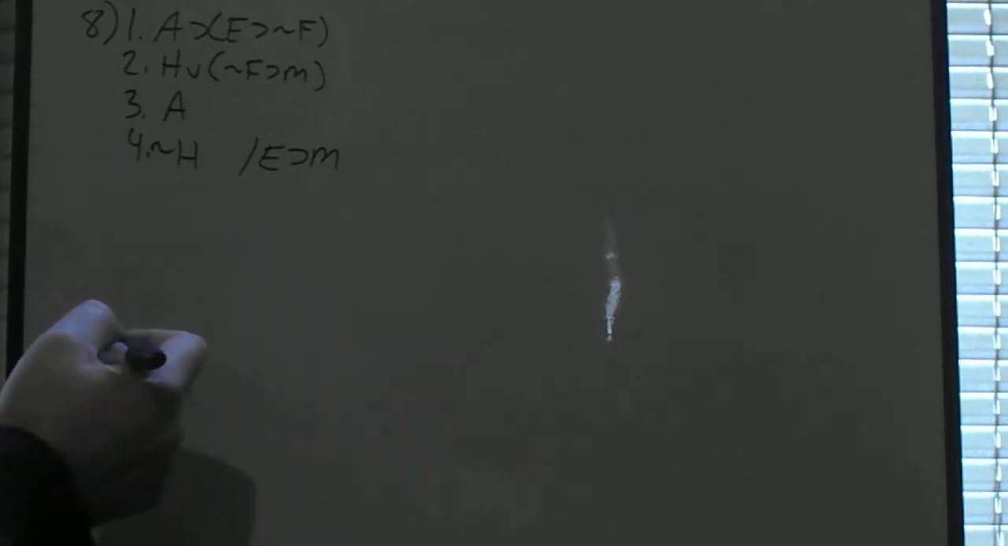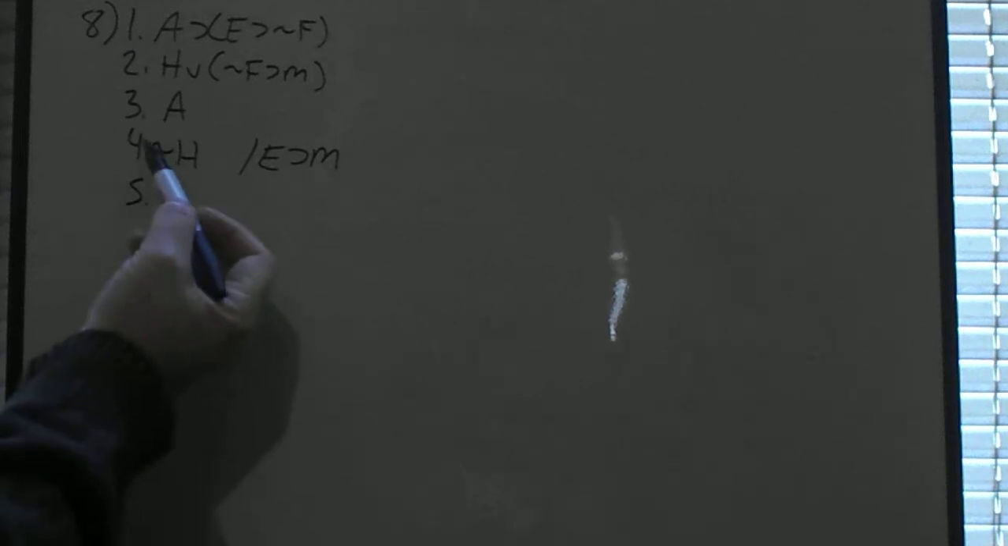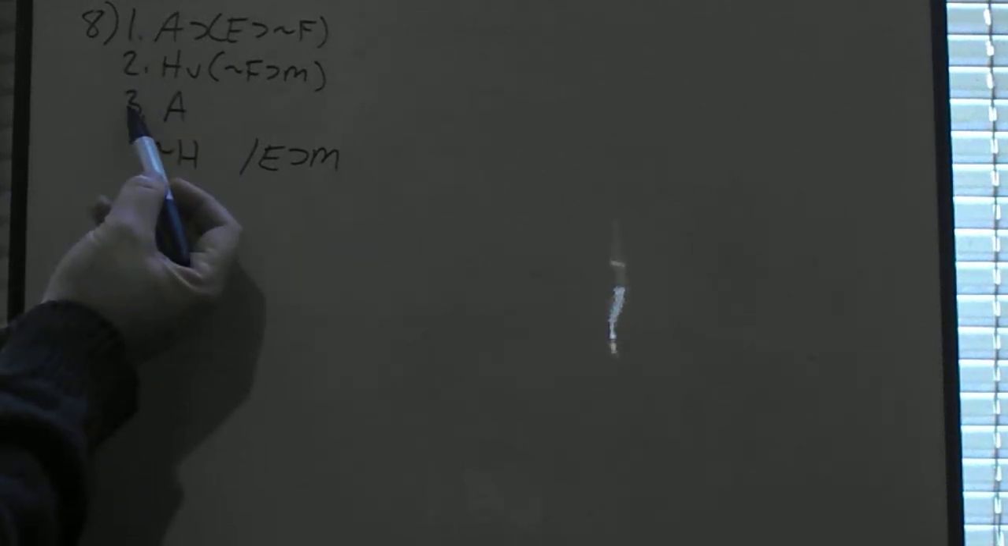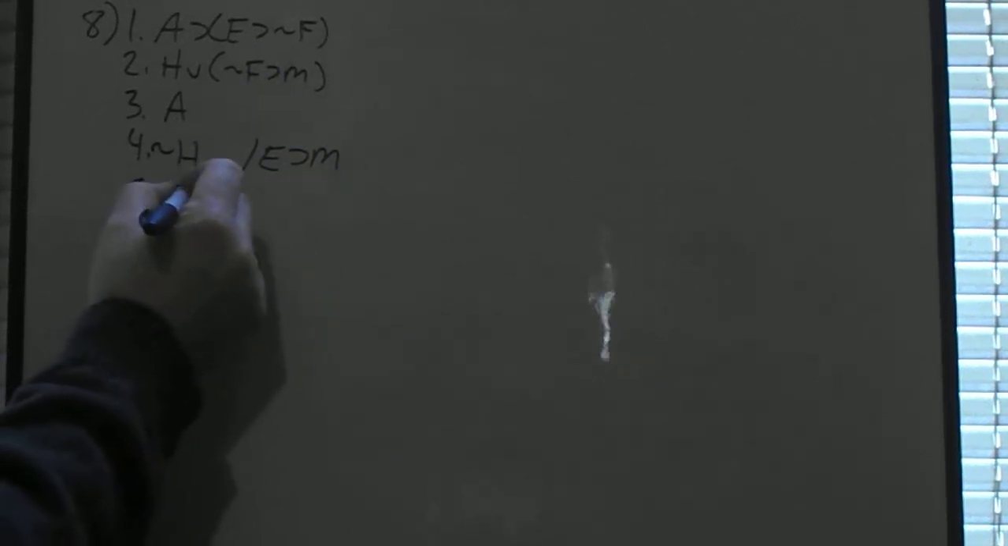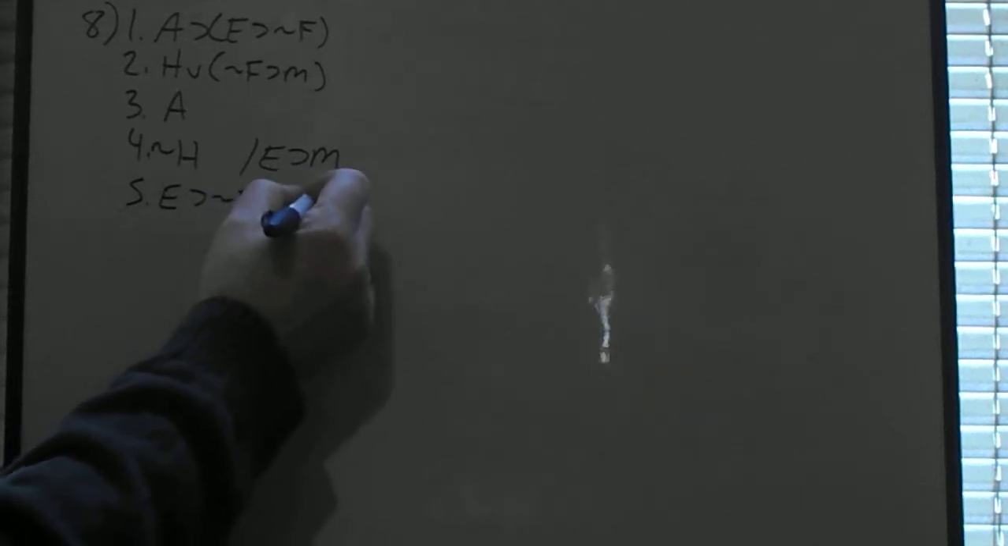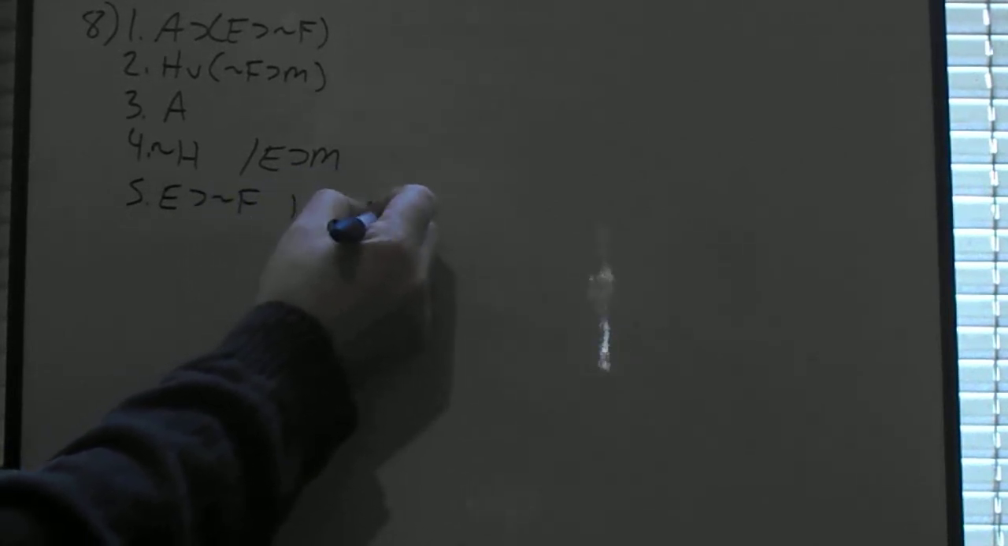Well, this one's similar to the one we worked back at 4. Right, we're just going to have to whittle it down a little bit. But lines 1 and 3 make a modus ponens. If A then, E then not F. A, therefore, E then not F. Okay, 1, 3, modus ponens.